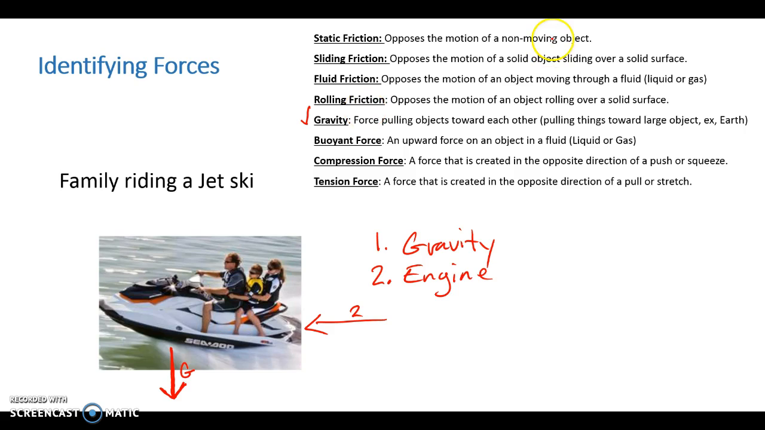This object is already in motion, so static friction is not going to work. Sliding friction opposes the motion on a solid object on a solid surface. This is not a solid surface, this is a liquid. Fluid friction opposes the motion of an object moving through a fluid, liquid or gas. So it looks like we found it right there with fluid friction. So number 3, fluid friction opposes motion, so it will go the opposite direction of motion, and that's going to be fluid friction.